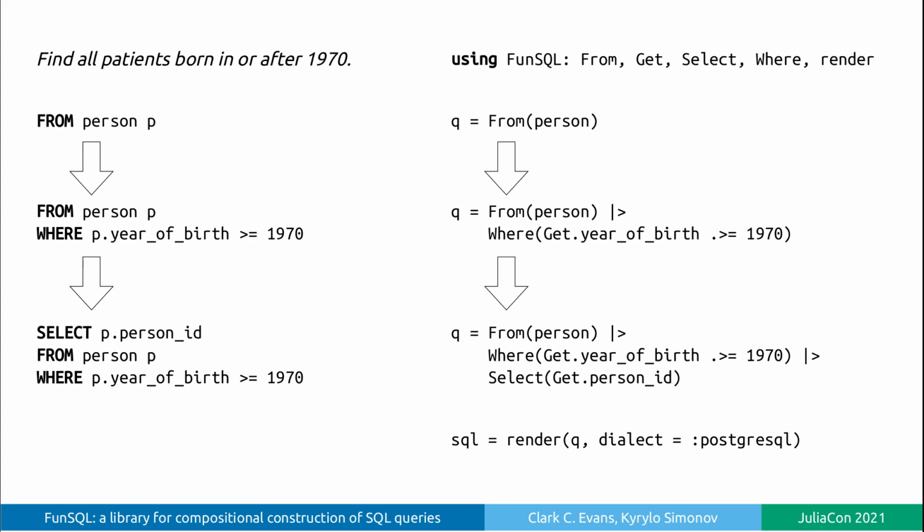Any SQL query starts with a from clause, where we choose the starting table. In FunSQL, we start building the query object with a from constructor, which takes as a parameter a SQL table object. What follows is a sequence of clauses, such as where, which transform the table data to the desired form. FunSQL provides constructors to express SQL clauses and let you compose them using the chain operator.